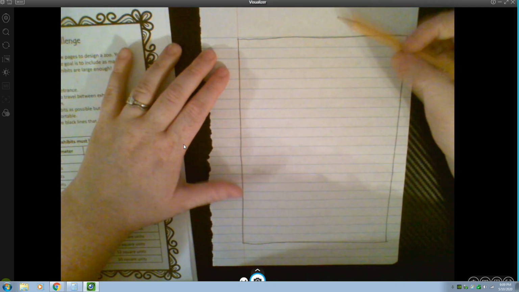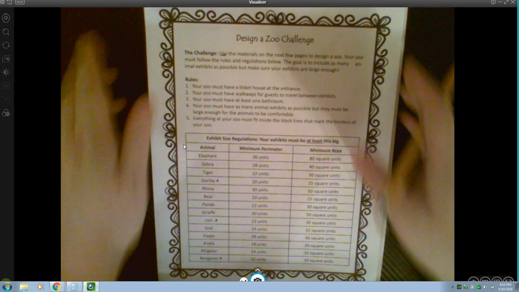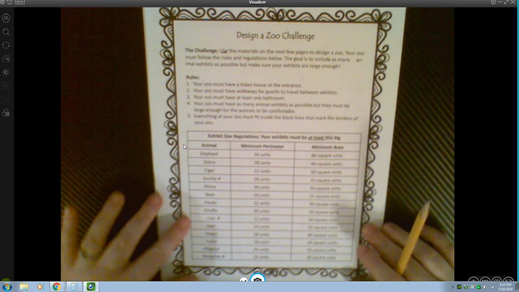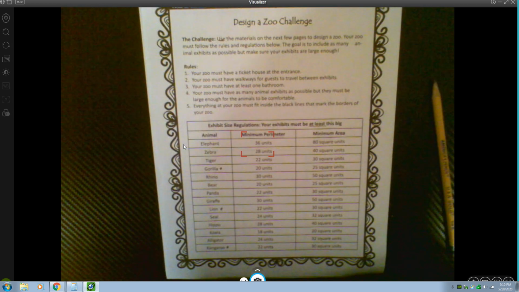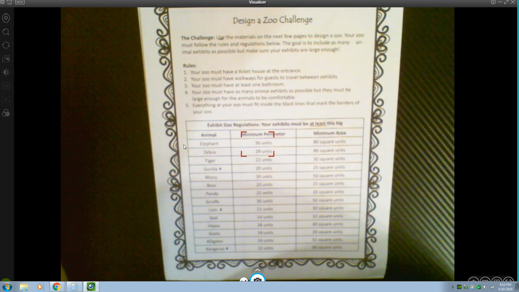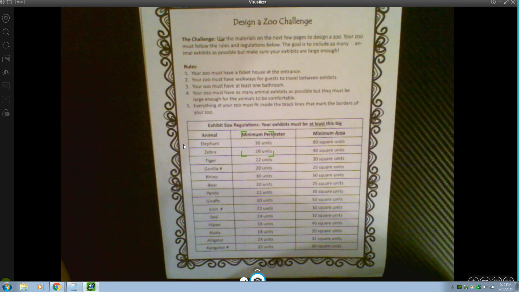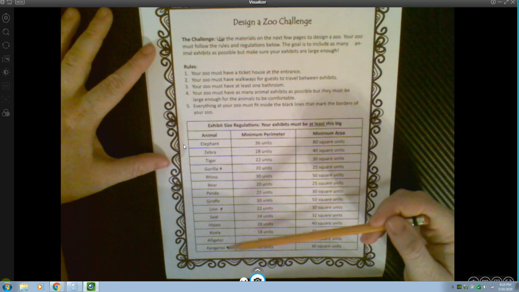Alrighty, and then you'll just have to draw in your exhibits there. Okie doke. So the first thing you need to do is pick maybe 2 or 3 animals you want to start with. Let me just focus that a little bit better so you can see. Okay, I hope that's a little better. So I'm going to do the gorilla, the lion, and the kangaroo to start.